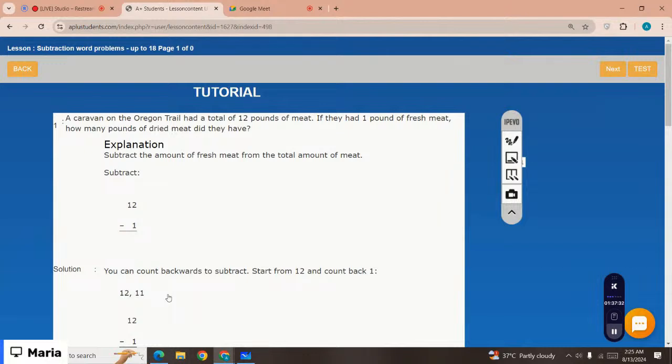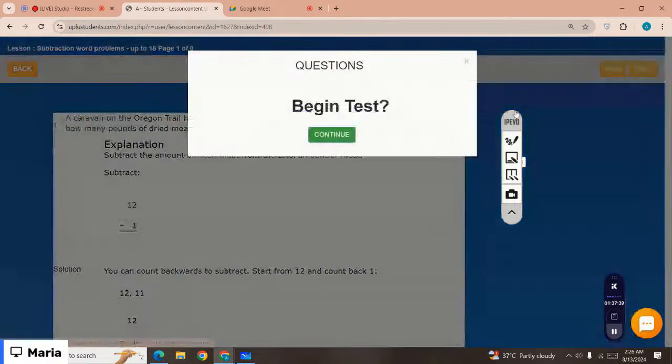Twelve take away 1 is 11. That means 11 pounds of the meat is the dried meat. Let's just start with the test questions.